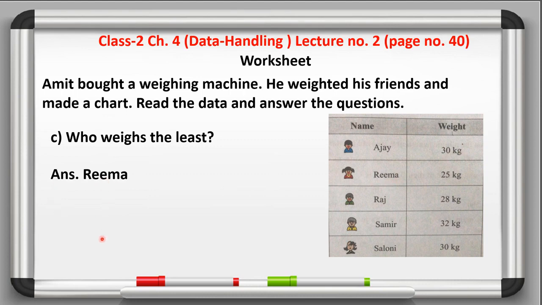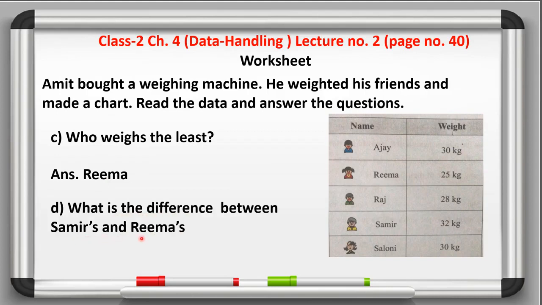Okay, now in D part, it is given what is the difference between Samir's and Rima's weight. So beta, to find out the difference we need to subtract the given numbers. Okay, so here you can see Samir's weight is 32 kg and Rima's weight is 25 kg. So here we will subtract these both numbers. 32 minus 25 is equal to 7. So the difference between the Samir's and Rima's weight is 7 kg.